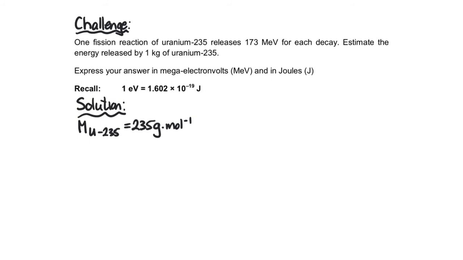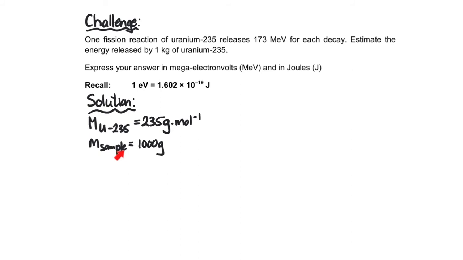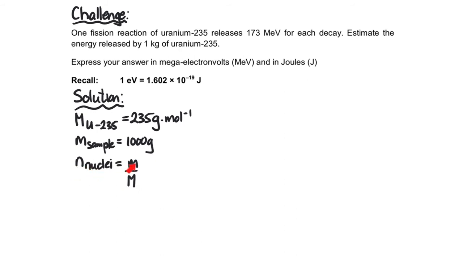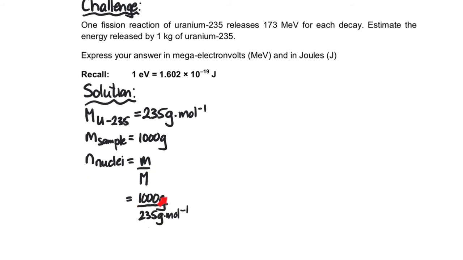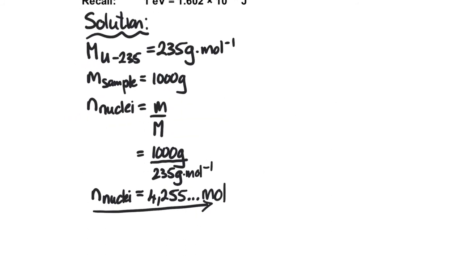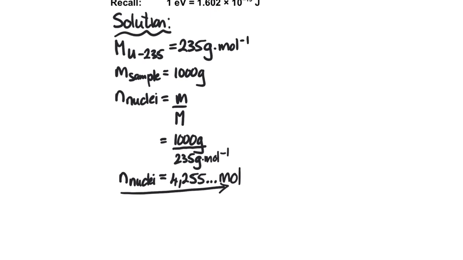So here's the solution. The molar mass of uranium-235 is 235 grams per mole. The mass of the sample is 1 kilogram, which is 1,000 grams. We must work in grams now because the molar mass is in grams per mole. The number of moles is the mass of the sample over the molar mass of the substance. 1,000 grams of sample over the molar mass of 235 grams per mole is going to equal 4.255 mole of uranium-235 nuclei.